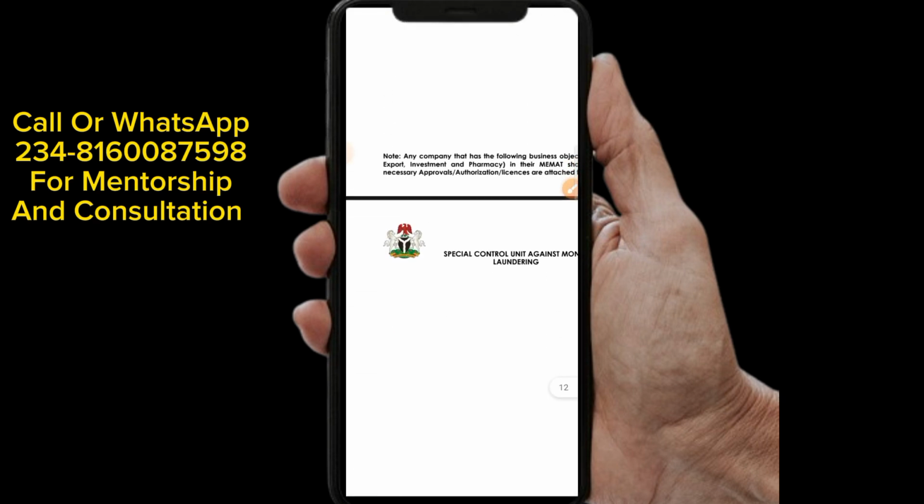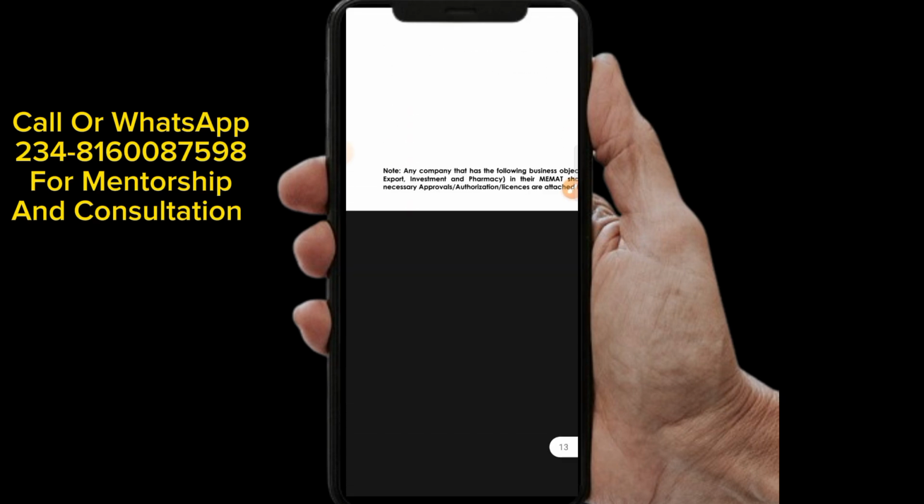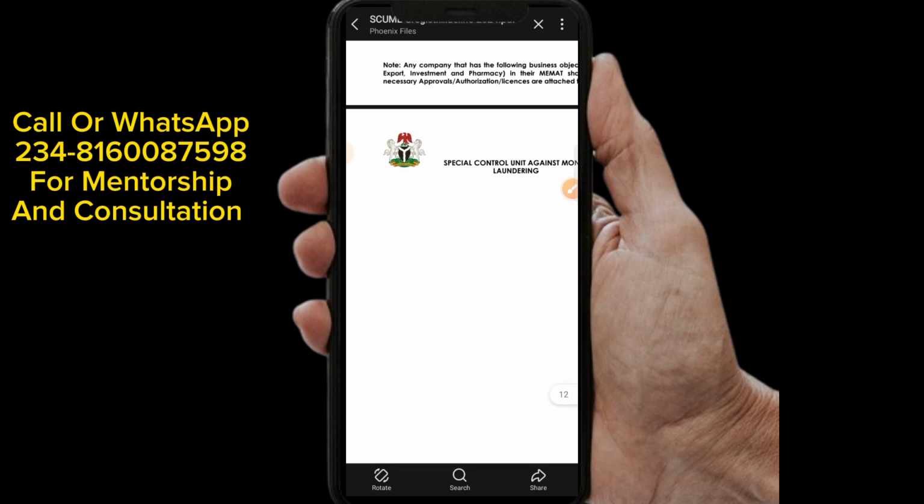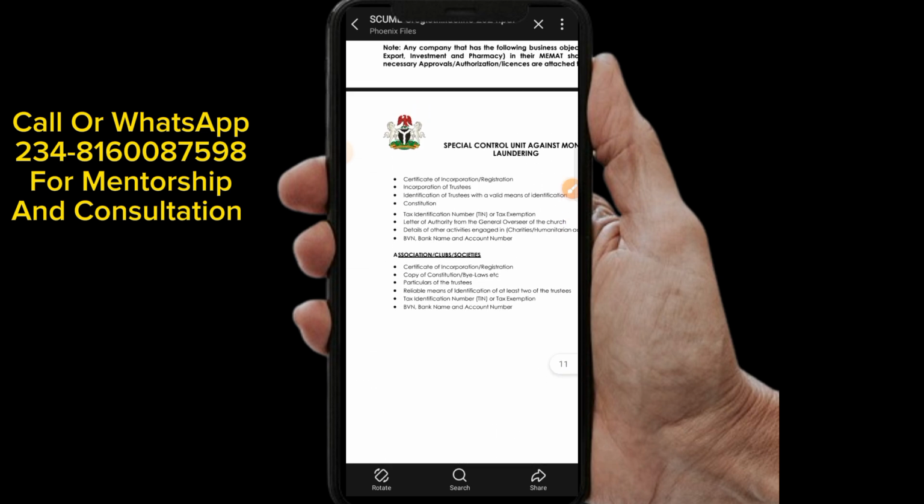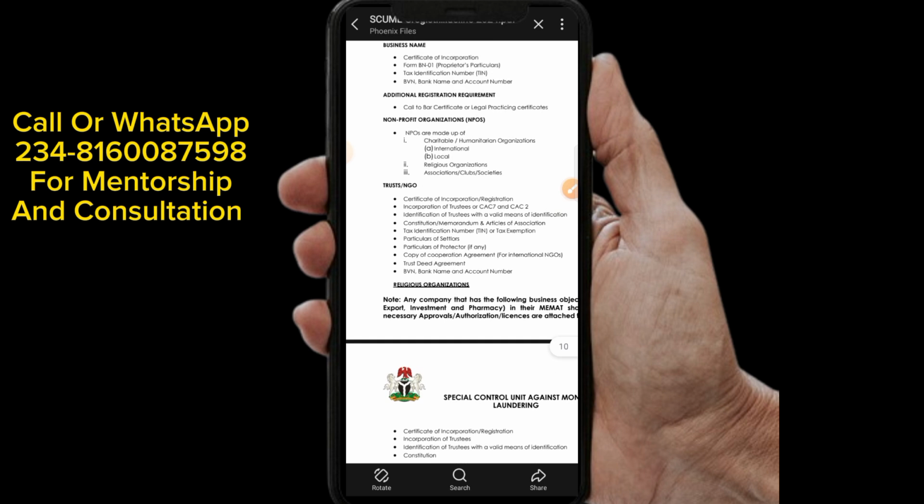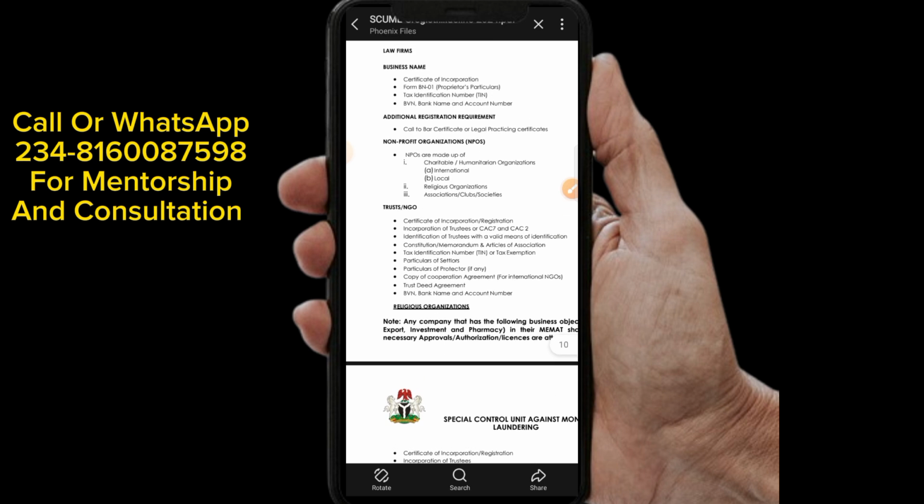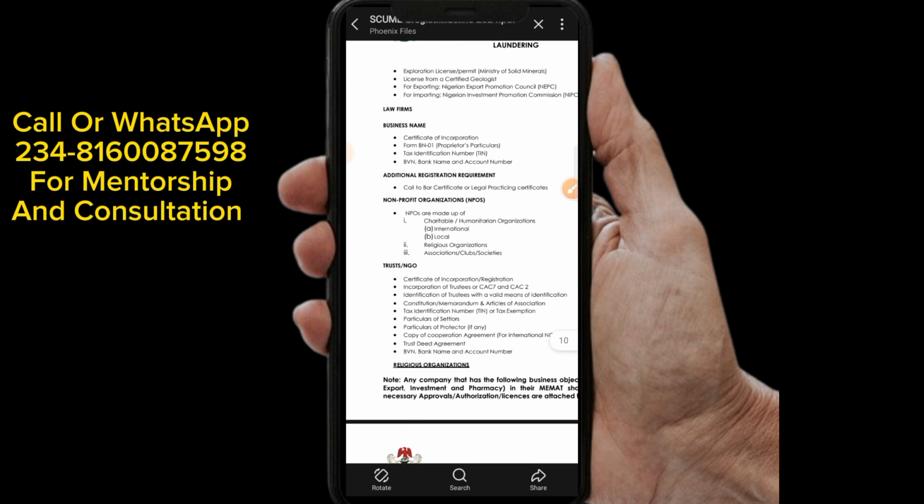We are dealing with EFCC here, so you need to be very, very careful. You need to go through the requirements first, so you don't get yourself into trouble by uploading certificates that are not required, right? So these are things you need to know.